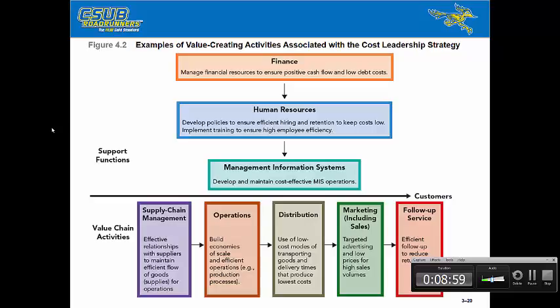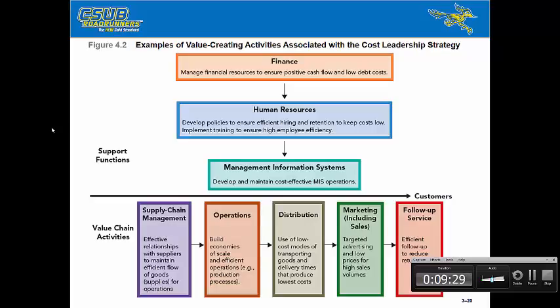So in the support functions, you could manage financial resources in a particularly frugal way. You can develop efficient hiring and retention practices to keep your costs low. You can develop very cost-effective information systems. You can develop really effective relationships with your suppliers. You can build economies of scale.